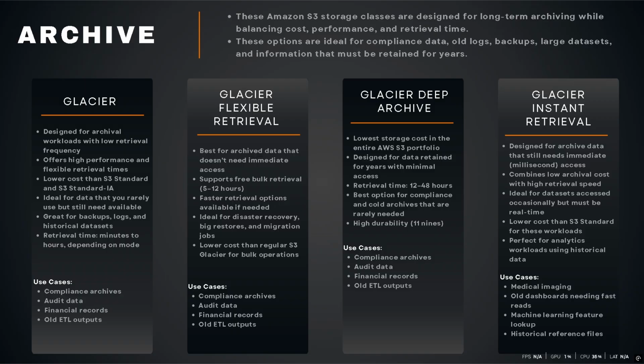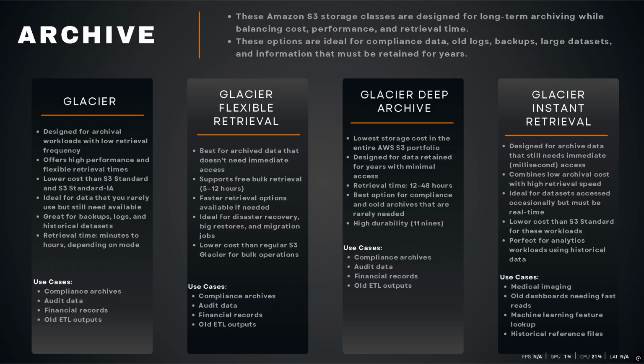And Deep Archive has the lowest storage cost in the entire AWS portfolio. It is designed for data retained for years with minimal access, with retrieval times like 12 to 48 hours, which is very high. Best option for compliance and cold archives that are rarely needed, and highly durable, of course. So Deep Archive means you rarely use it, so it takes a very long time. If you rarely use it, then the cost of storing the data will be less.